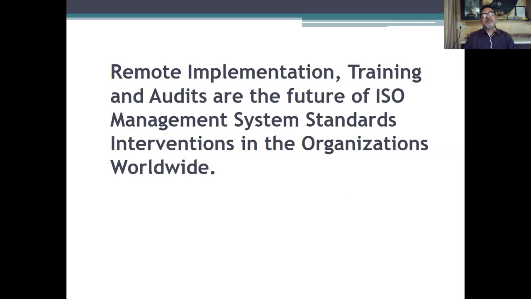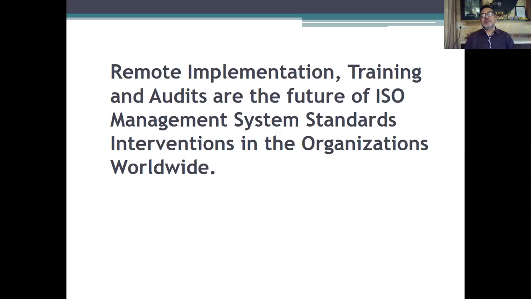Remote interventions have come to stay. Their advantages are unquestionable over the traditional methods. Although there are still some barriers to overcome, traditional audits, even when they have been well planned and executed, may cause a certain amount of inconvenience and disruptions to the organization.